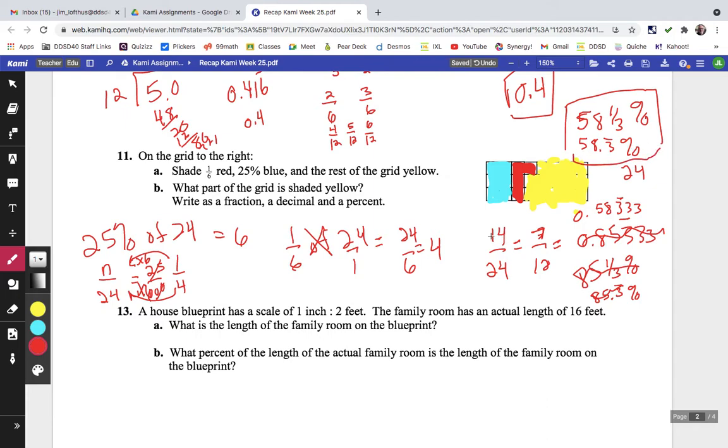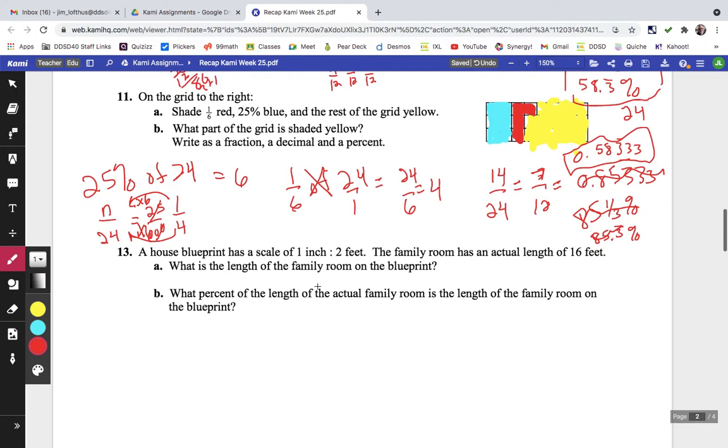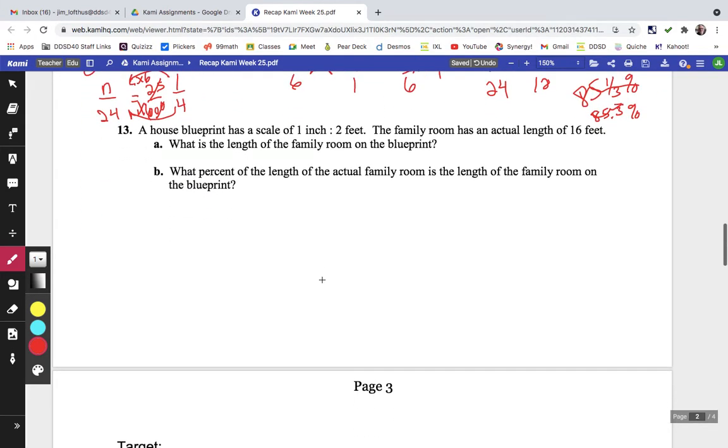And we're supposed to write it as a fraction as well, or a decimal, and there's the decimal right there. All right, and I said in class today that I would do problem number 13 in the recap.